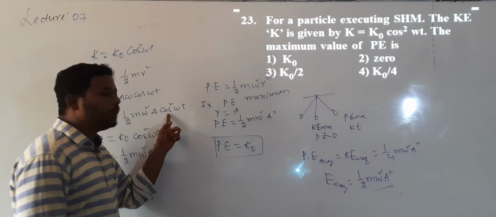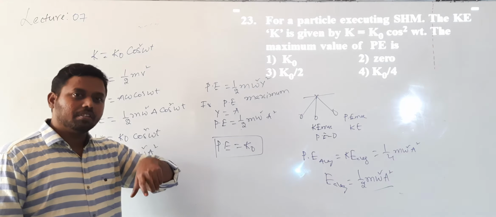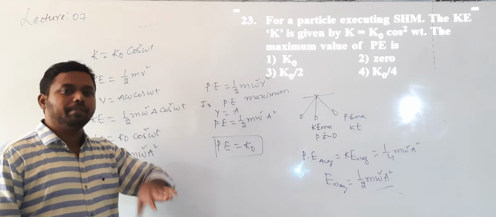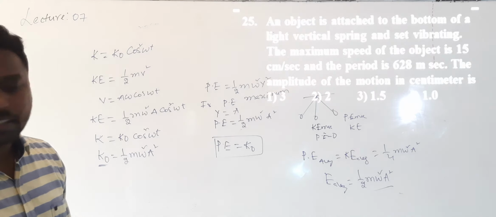Why it is twice: we will write this cos square as cos 2 omega function. Because of that reason, the amplitude of vibration will be 2 times. Okay, this is regarding question number 23.